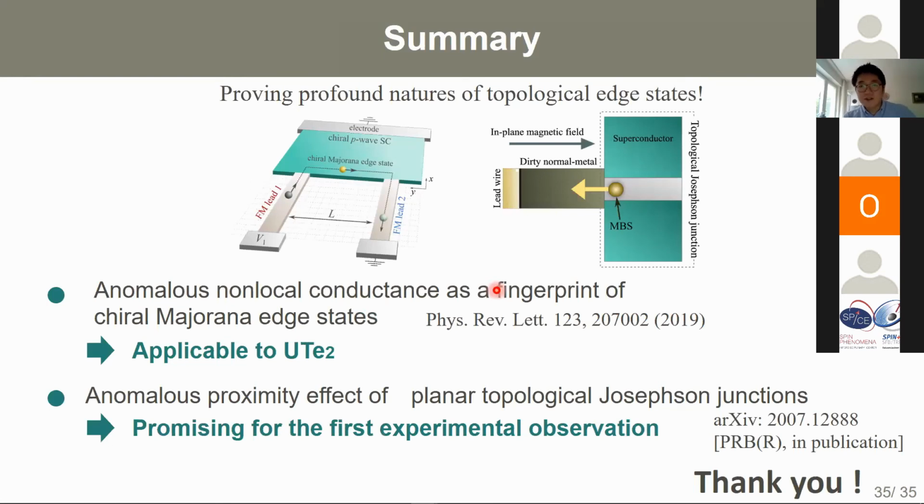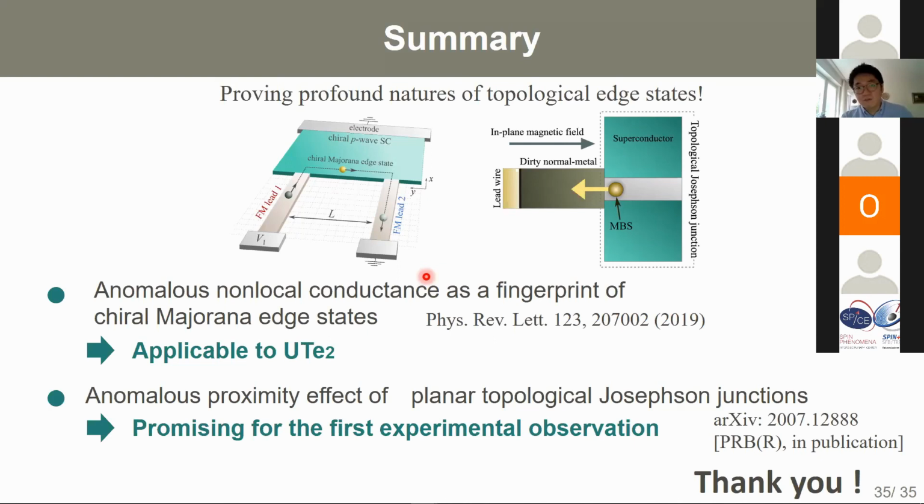So finally, I want to give you a total summary of my talk. My broad motivation for this work is that I want to go beyond proving the existence of the edge states. More specifically, I want to see more profound natures of the topological edge states. And on the basis of this motivation, at first, we have studied the anomalous non-local conductance as a fingerprint of chiral edge states. And in our calculation, we just think of the simplest chiral p-wave superconductor.